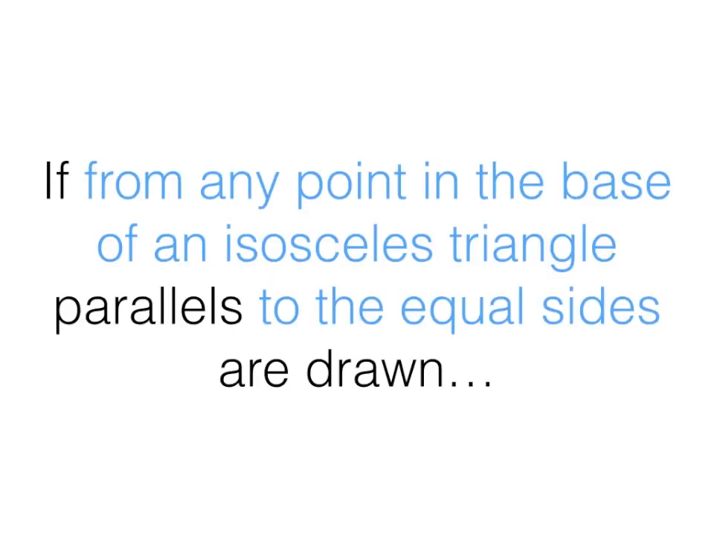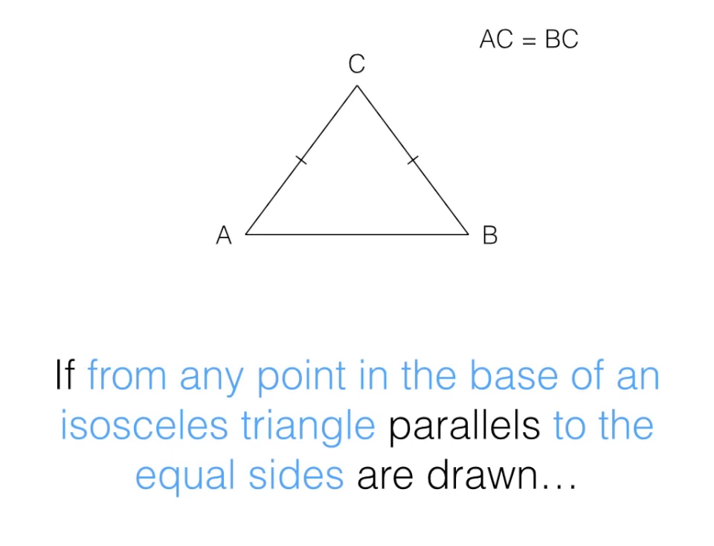So let's look at this first part. If from any point in the base of an isosceles triangle, parallels to the equal sides are drawn. Okay, so the point is in a base, and the base is the base of an isosceles triangle. So we can't have the point without the triangle. We can't have the base without the triangle. The base is part of the triangle. So the triangle is the thing we need to do first.